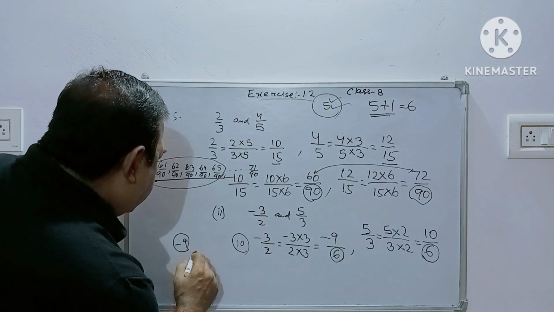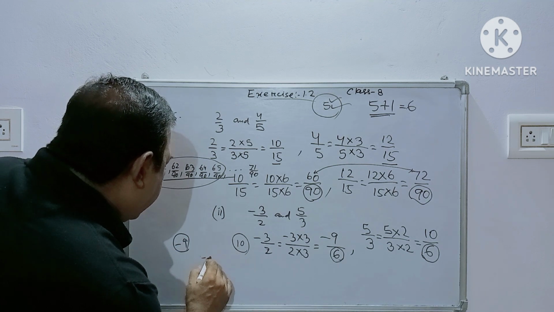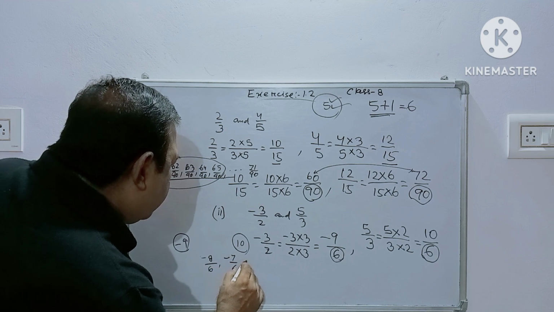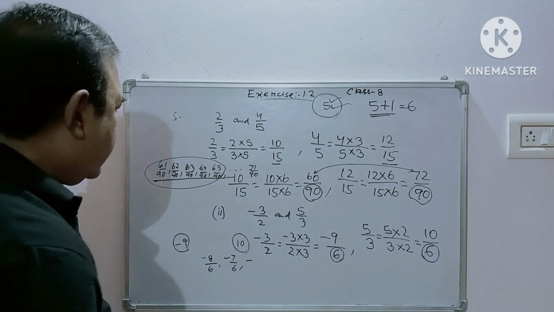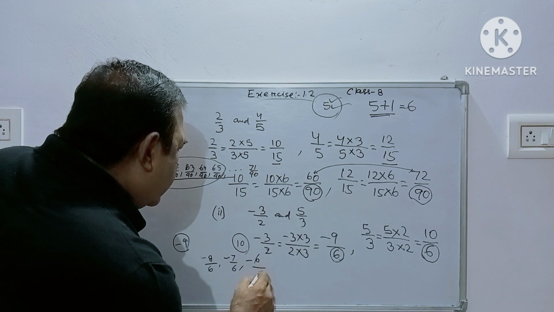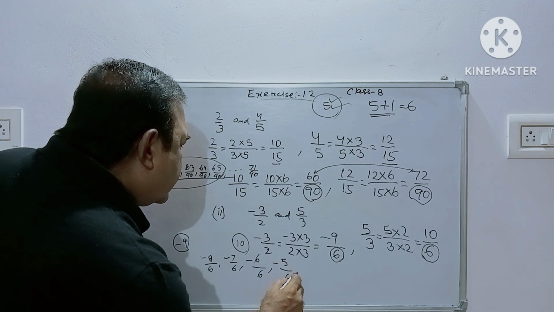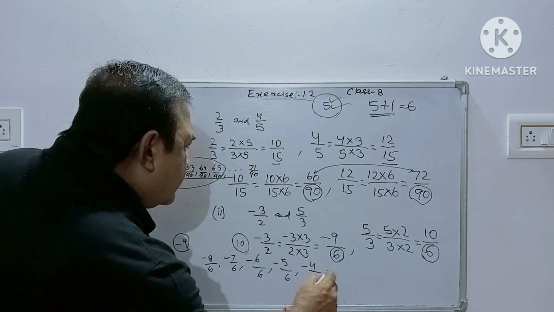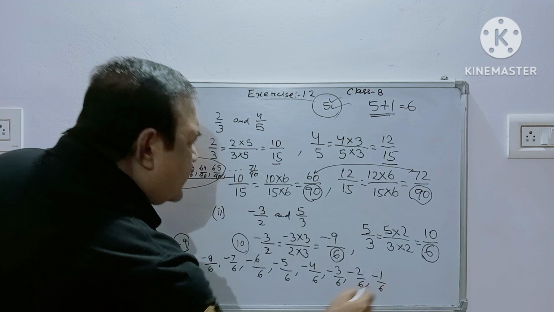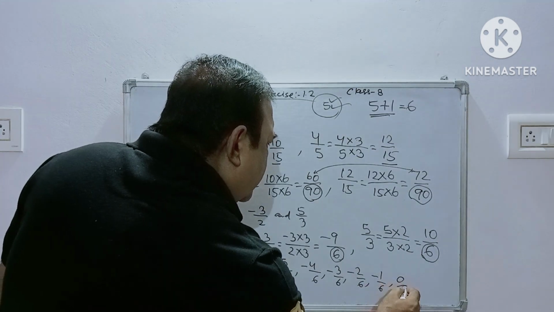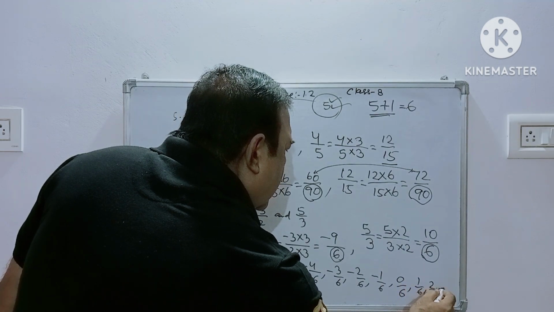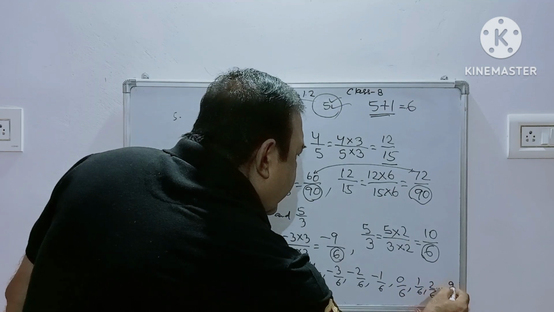Like minus 9, that is in the increasing order. So minus 8 upon 6, minus 7 upon 6, minus 6 upon 6, that is minus 1 also. Minus 5 upon 6, minus 4 upon 6, minus 3 upon 6, minus 2 upon 6, minus 1 upon 6, then 0 upon 6, like this, then 1 upon 6, 2 upon 6, up to 9 upon 6.